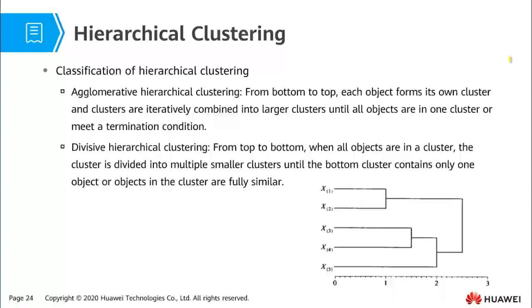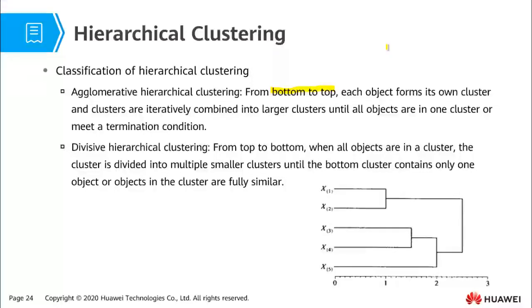To resolve the problem of determining the k-value, we can also use hierarchical clustering. Hierarchical clustering can be classified into bottom-up clustering and top-down clustering. In bottom-up clustering, each sample is considered as a cluster, and the distance between 2 clusters is calculated. The nearest clusters are merged into a new cluster, and the distance between the new cluster and other clusters is calculated. The merging process is repeated until all samples are merged into one cluster.